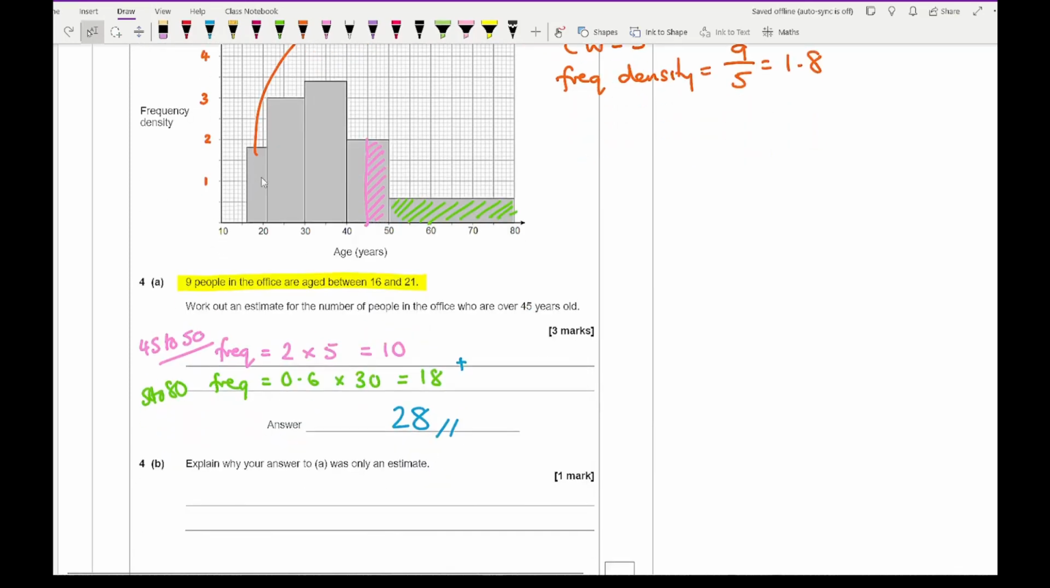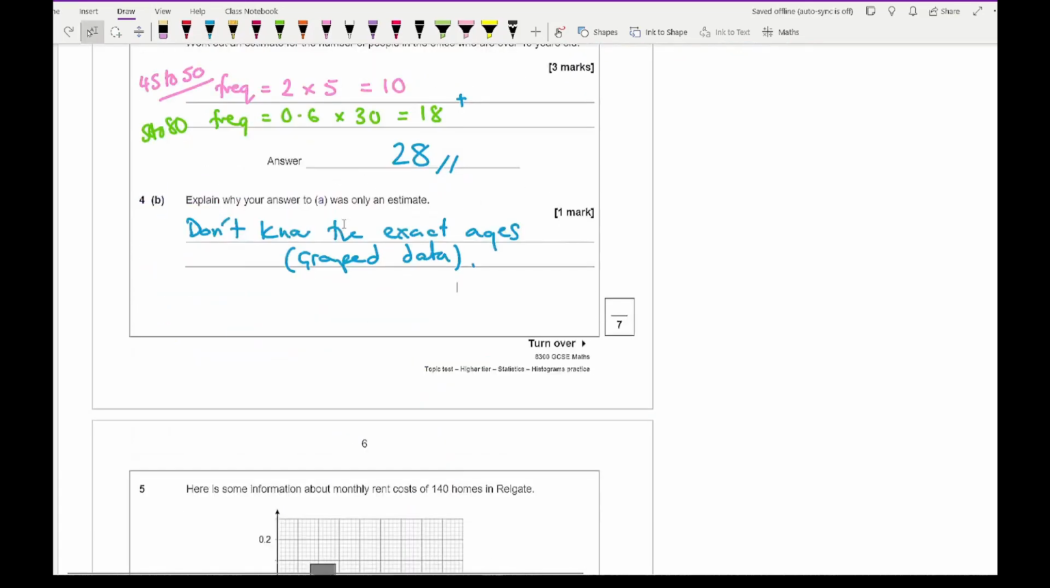Then it says explain why your answer in part A is only an estimate. So something along the lines of that we don't know the exact values, the exact ages, and we've basically only got grouped data. So something along those lines would be good enough for that 1 mark.